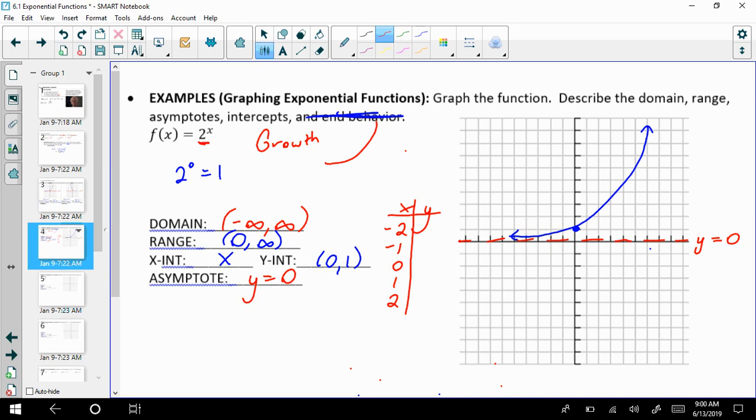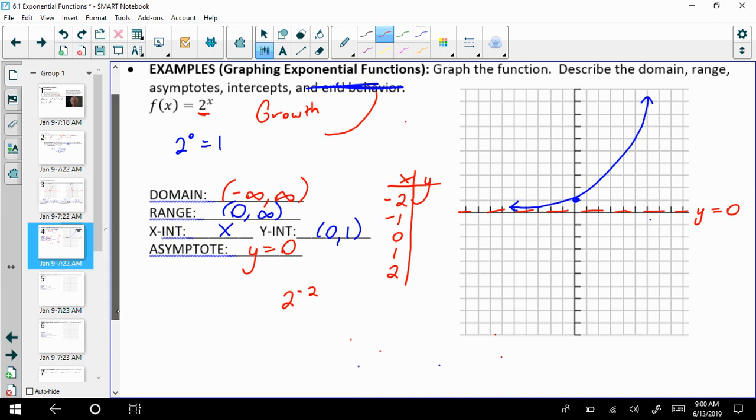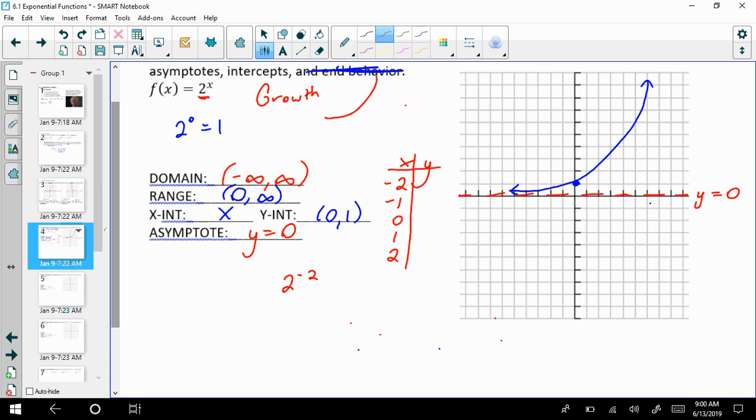So if I plug -2 in for x, I would get 2 to the -2. Now it's been a while, but remember what I said about negative exponents. If I want to turn it positive, I move it to the other side of the fraction. So 2 to the -2 would actually become 1 over 2 squared. So I would get out 1 over 4. If I did 2 to the -1, I'd move it, and it'd become 2 to the +1, but on the bottom. So I'd get 1 over 2.